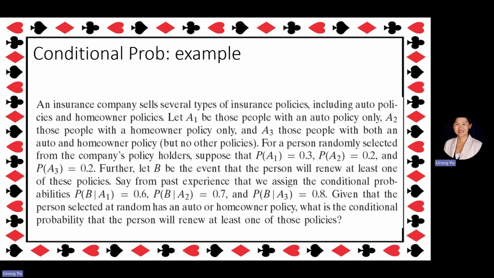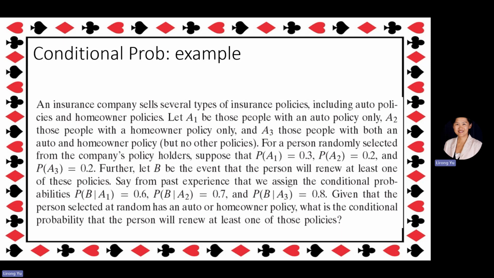If the person has A1, then the renewing probability is 0.6. If it's A2, then the renewing probability is 0.7. If it's A3, the renewing probability is higher, because this is a person who holds both policies, auto and homeowner. So the more heavily you invest in the insurance company, the more likely you are to renew, and it's obviously a higher probability of renewing.